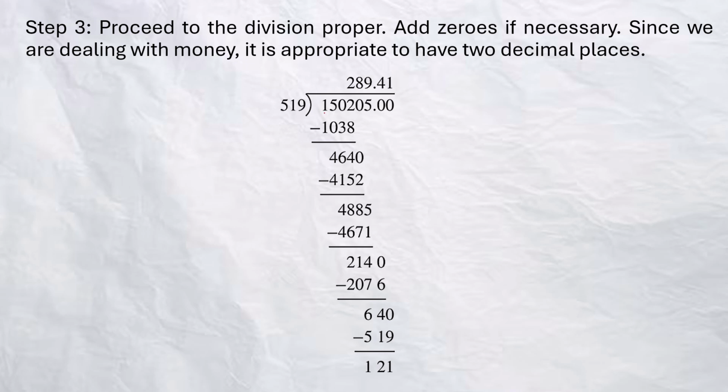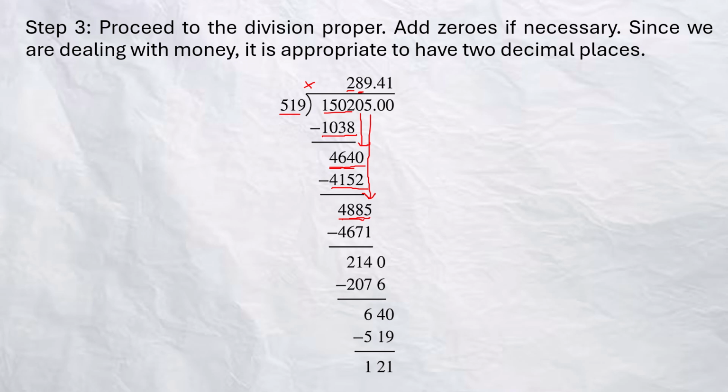So 1,502 divided by 519 is 2. 2 times 519 is 1,038. 1,502 minus 1,038 is 464. And then bring down 0. 4,640 divided by 519 is 8. 8 times 519 is 4,152. 4,640 minus 4,152, that is 488. And then bring down the digit 5.